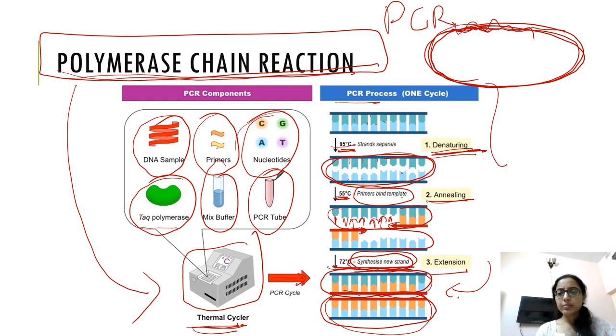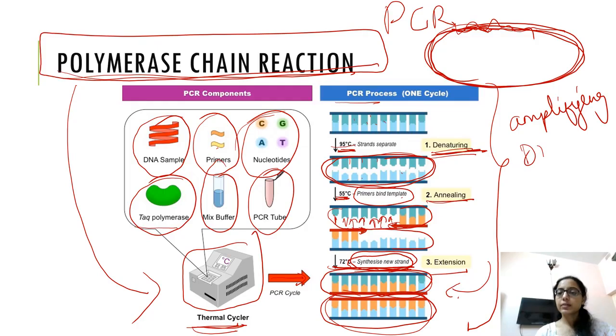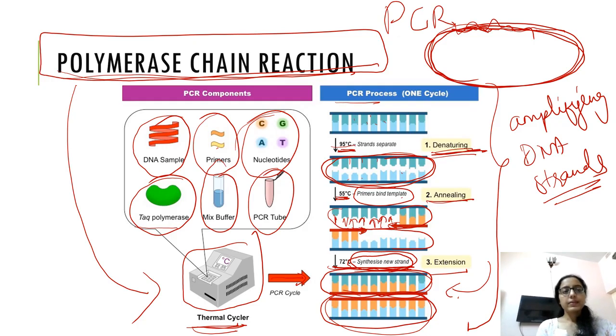So this is the polymerase chain reaction, which is used for amplifying DNA strands. Okay, this is a very important process. You need to remember.